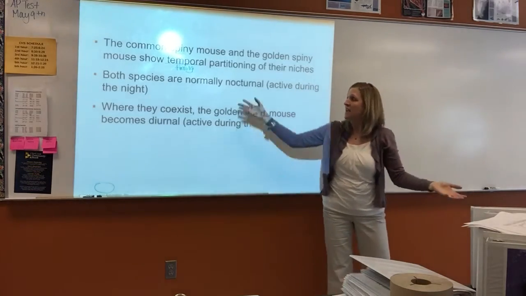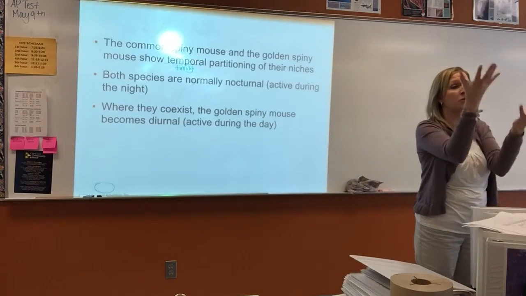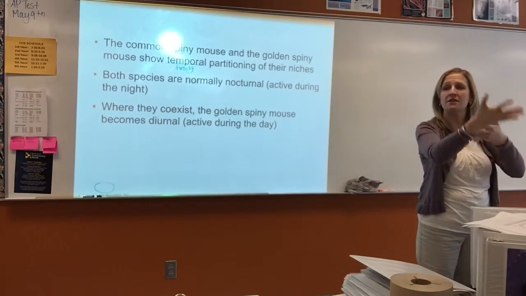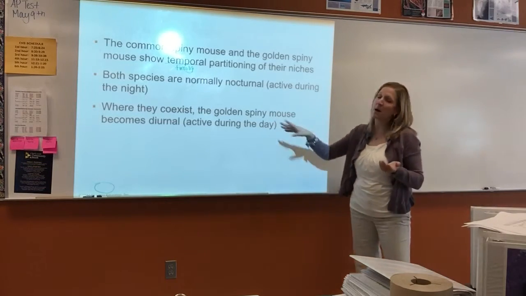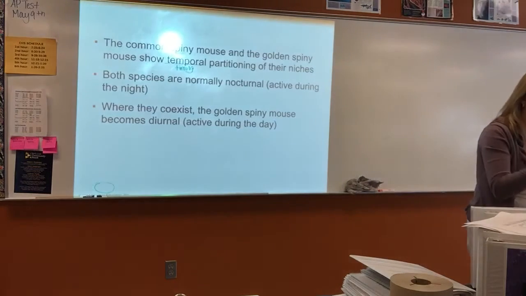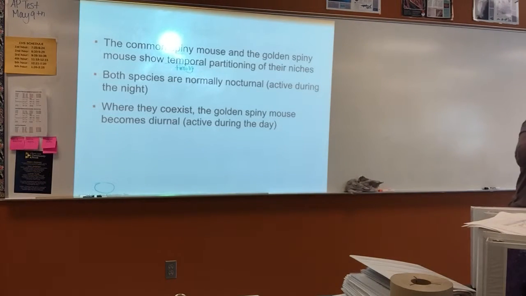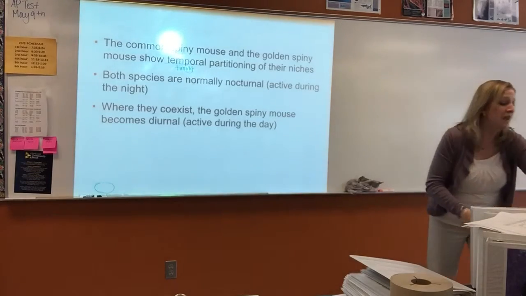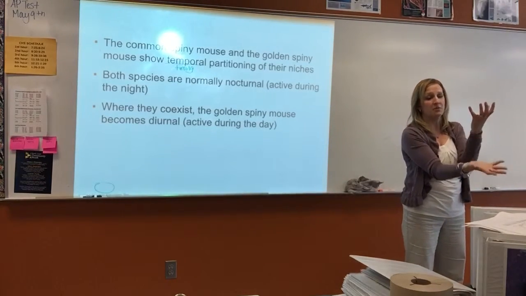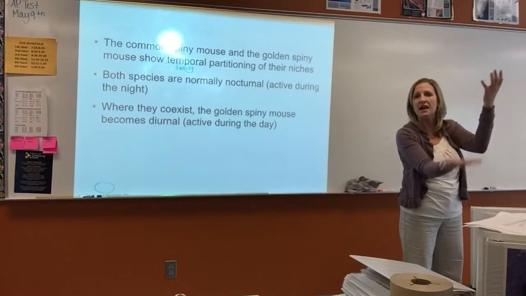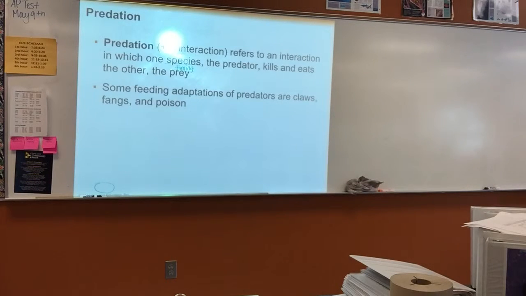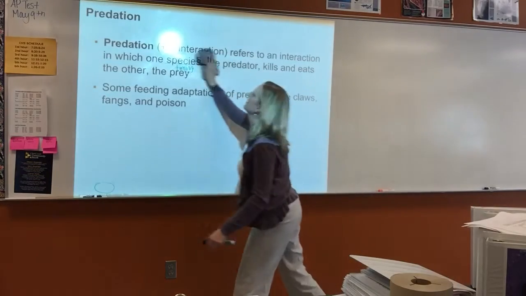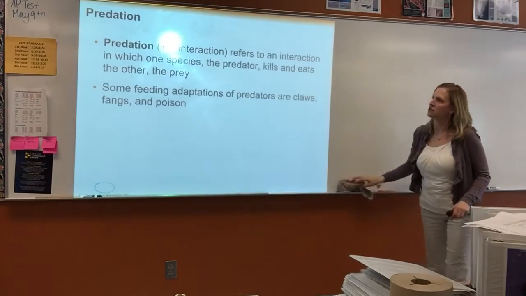So they both can't coexist if they're both active during the night. They compete for the resources and so on. And so the golden spiny mouse actually changes its circadian rhythm. It changes its biological clock so that it's active during the day. So now when they live together, the other mouse can be active during the night, it's active during the day, and they're not in direct competition with one another. All right? So that's another way to coexist, in occupying different areas of the niche.